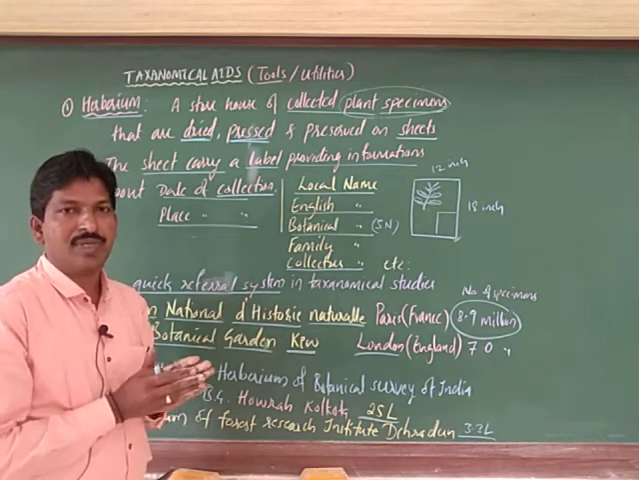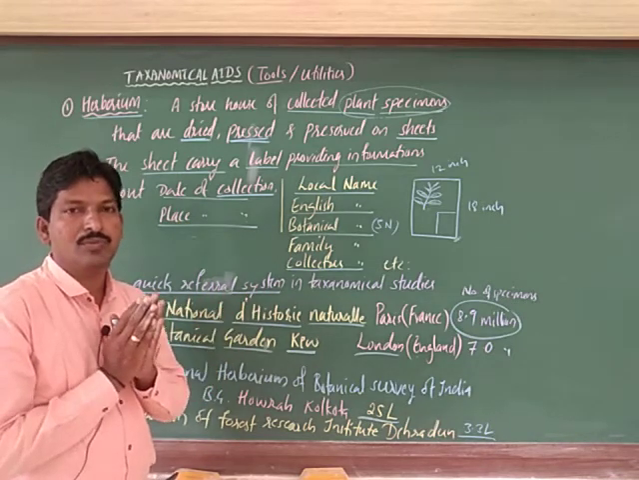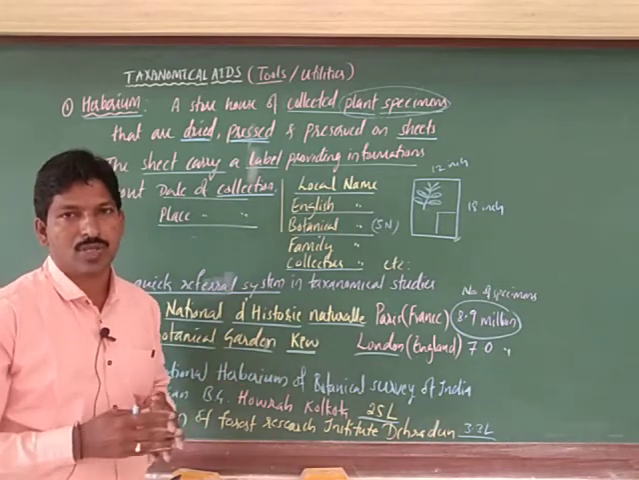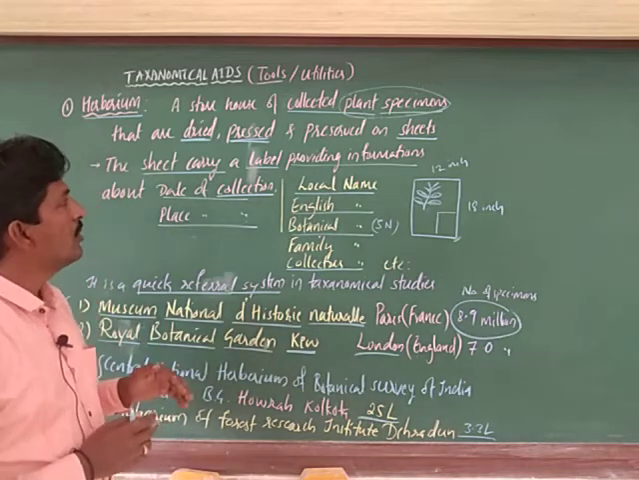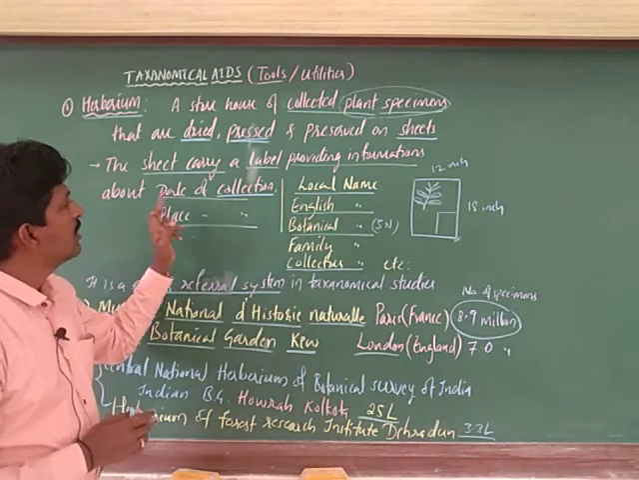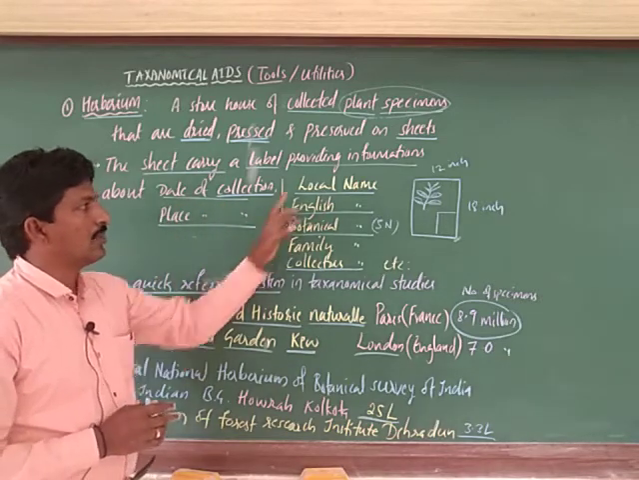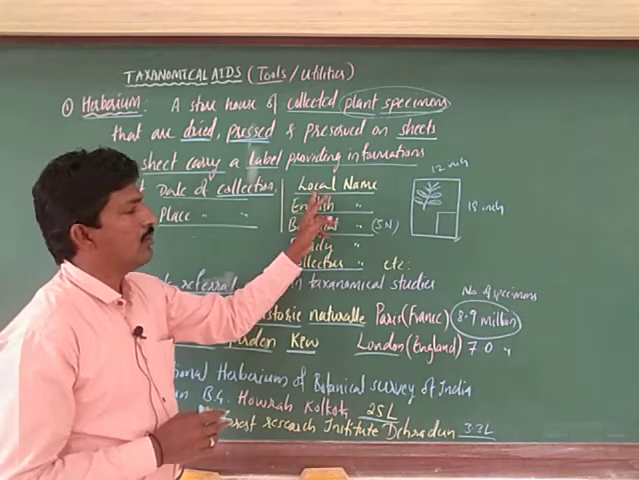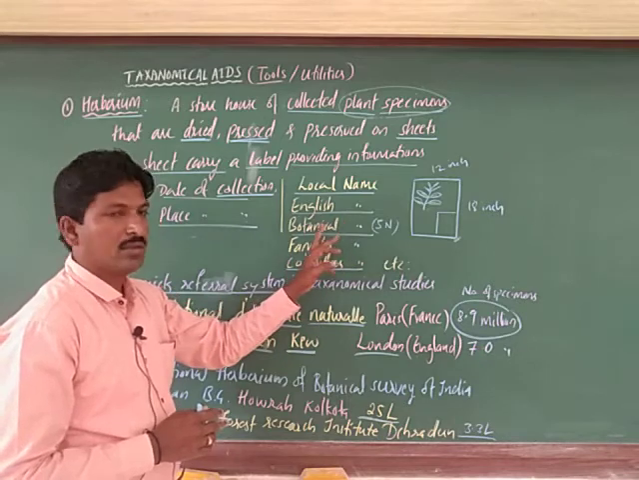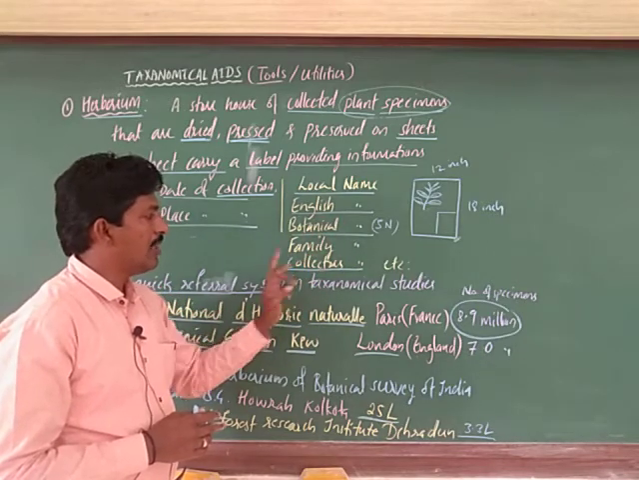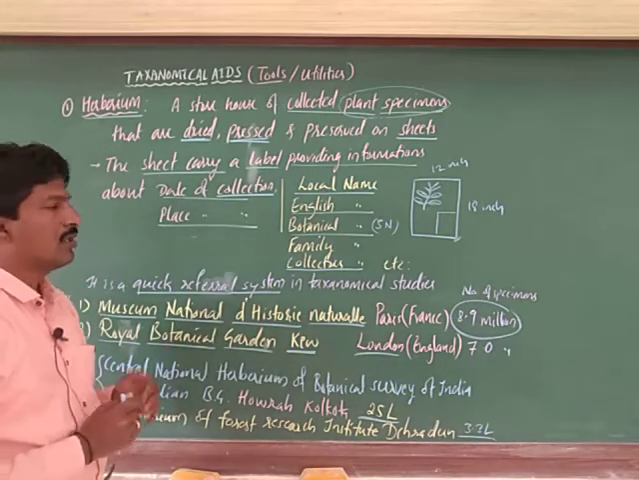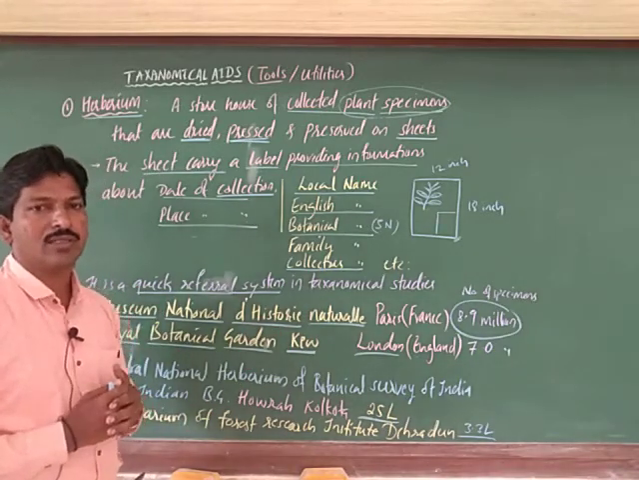It should be kept in a place free from moisture. In such an area it is preserved, and the sheet must carry some information: date of collection, place of collection, local or vernacular name, English name, botanical or scientific name, family name, collector's name, and so on. This is very important for taxonomical study.